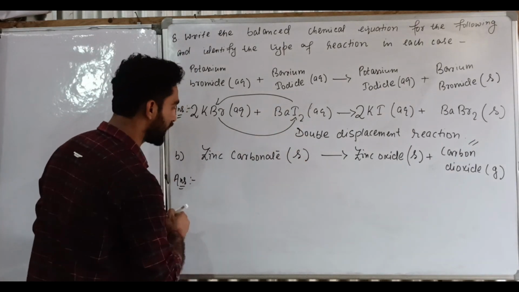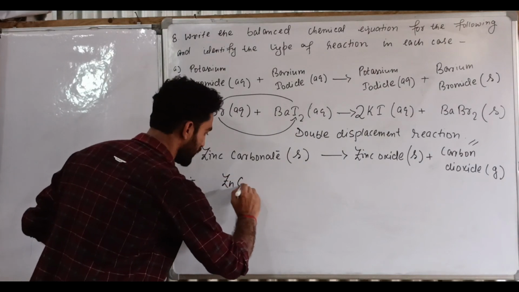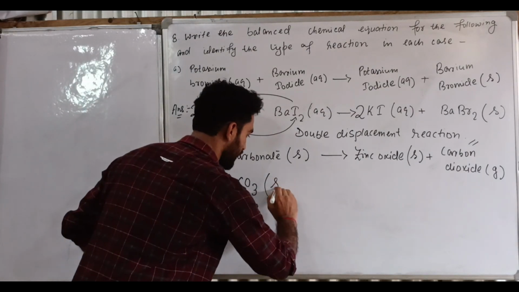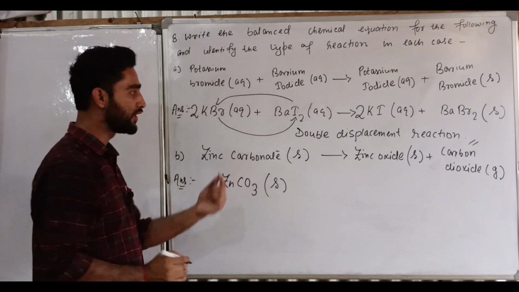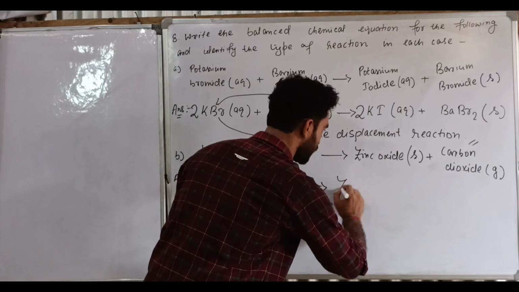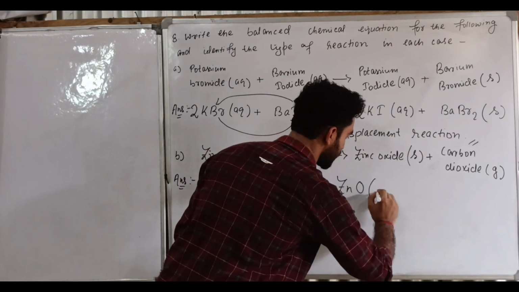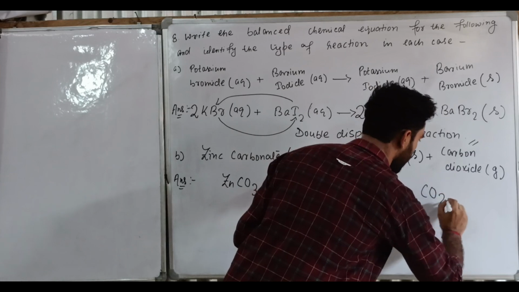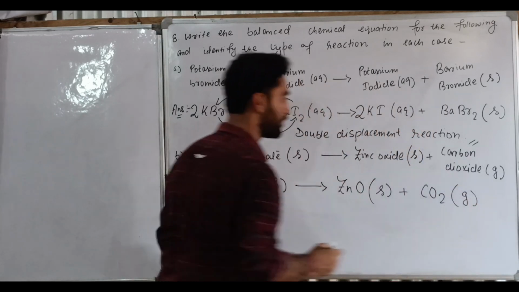Next is zinc carbonate. The zinc carbonate formula is ZnCO3. Its state is given as S, which means solid state. So zinc carbonate breaks into zinc oxide, which is also in the solid form, plus carbon dioxide in the gaseous form.